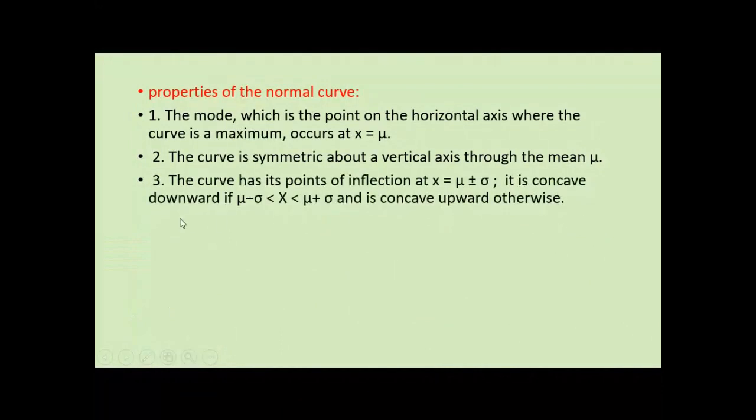So it's concave down in the first interval. In the first interval, this is mu, this is mu minus sigma, this is mu plus sigma. In this interval, it is concave down, and beyond this, it is concave up. Otherwise, it's concave up. That's the point.